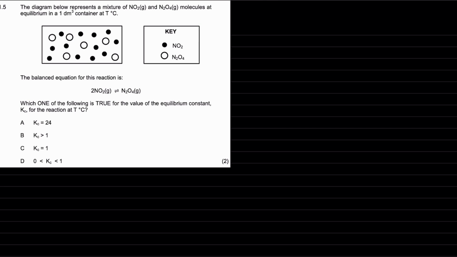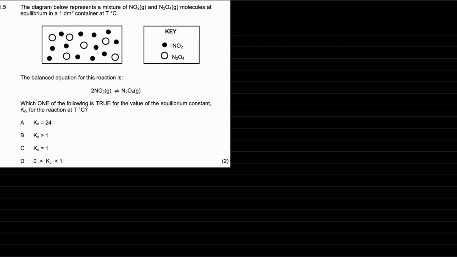The question reads, the diagram below represents a mixture of NO2 and N2O4 molecules at equilibrium in a 1 dm cube container at T degrees Celsius. The balanced equation is given. Which one of the following is true for the value of the equilibrium constant Kc?